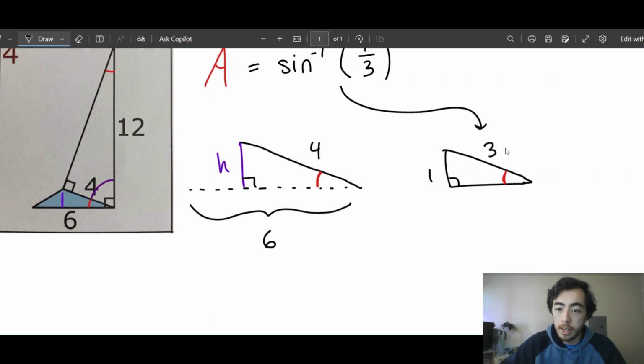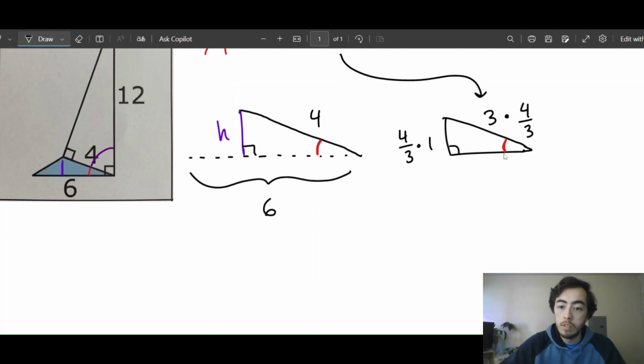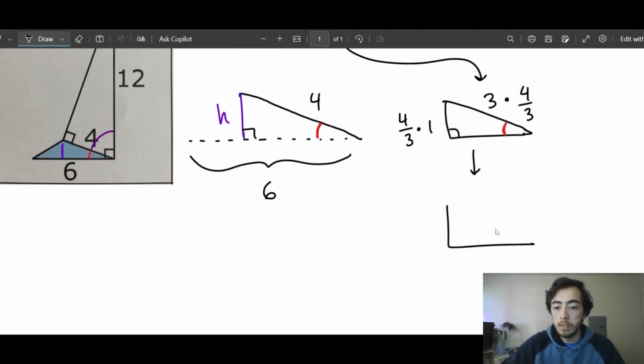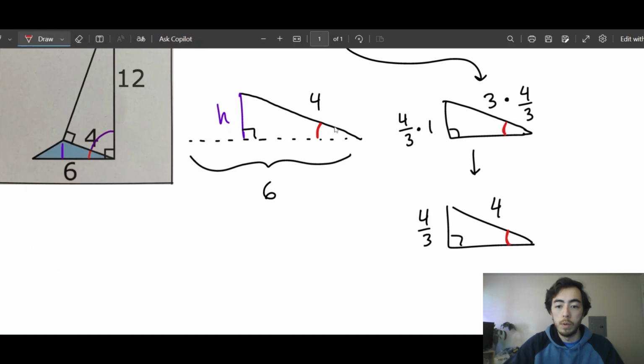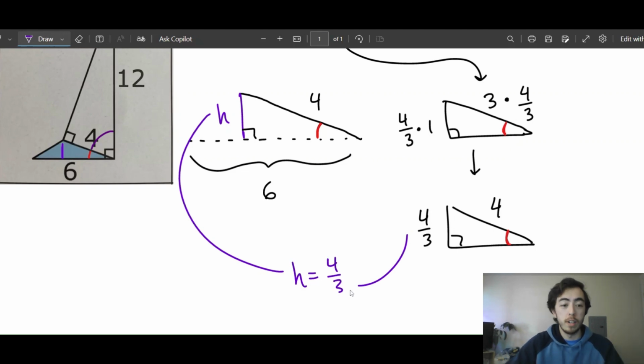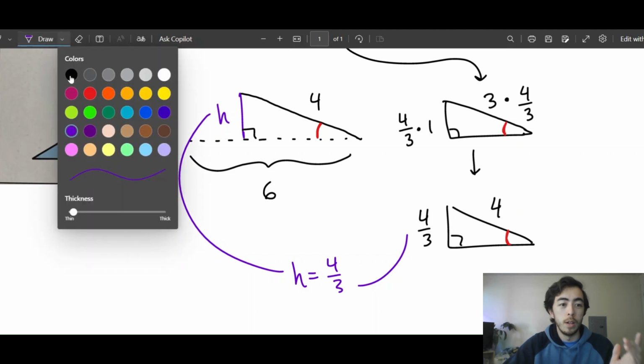So if I multiply this side by 4/3, that's just going to be the perfect number to get me to this 4. I have to multiply this side by 4/3 in order to maintain all the angles being the same. So I have just created a right triangle whose hypotenuse is a 4 and whose opposite side is a 4/3 that has this red angle right in here. So from this, I can tell that my height, this h, has to be 4/3. That's perfect because now I have a triangle and I know its base is 6.